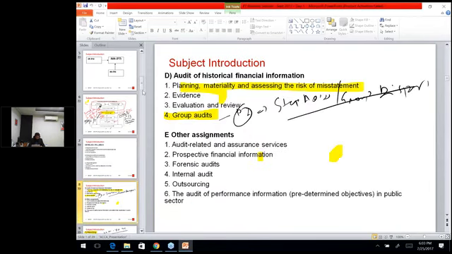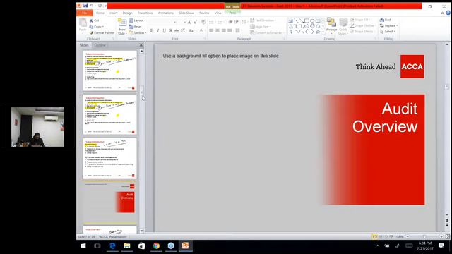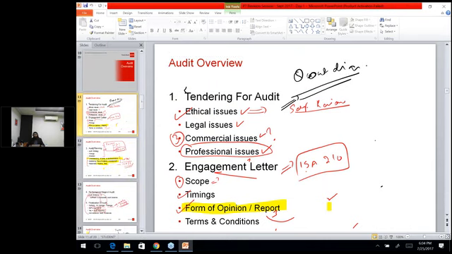I talked about how an audit has several steps. And what are those steps? We talked about how the audit starts off from the tendering stage. And what is that tendering stage? That is when you are invited to quote for an audit. So you quote for an audit, you consider various matters, and then the engagement letter is signed.